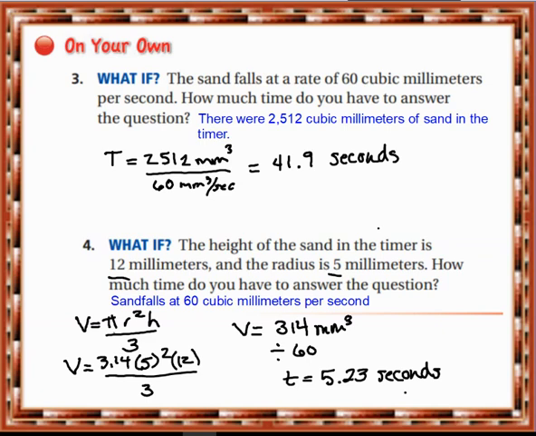So we're going to substitute in 3.14 times 5 squared. Make sure you notice that this was the radius. Don't mix those two up. 5 squared times 12, all divided by 3. Multiplying that out, you got 314 millimeters cubed. Then we're going to divide it by the 60 cubic millimeters per second to find out that we have 5.23 seconds.